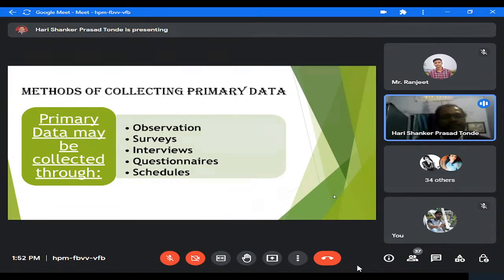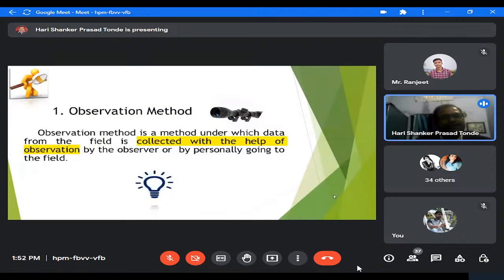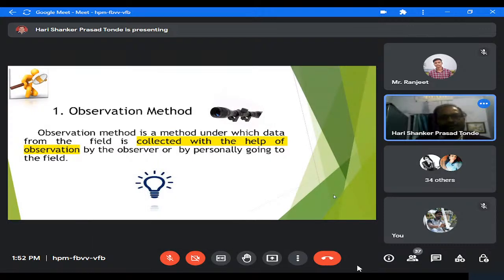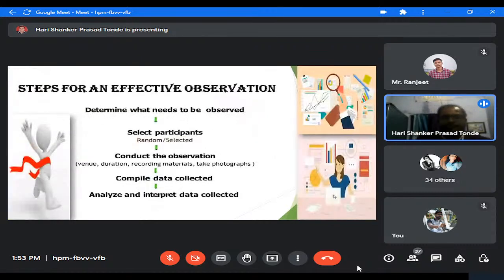First one is the observation method. Observation method is a method under which data from the field is collected with the help of observation by the observer or by personally going to the field. Means what? When the observation method is applied, it depends on which type of experiment, which type of research we are going to perform, either scientific, or something else, or social research. We have a keen observation regarding the outcomes that are related with the research problem. So we have to identify those particular observations, which will be in numerical form or non-numerical form.